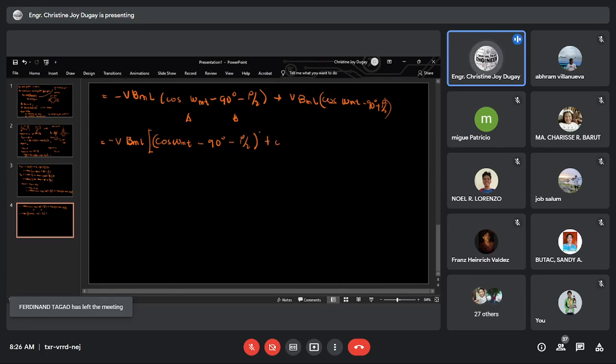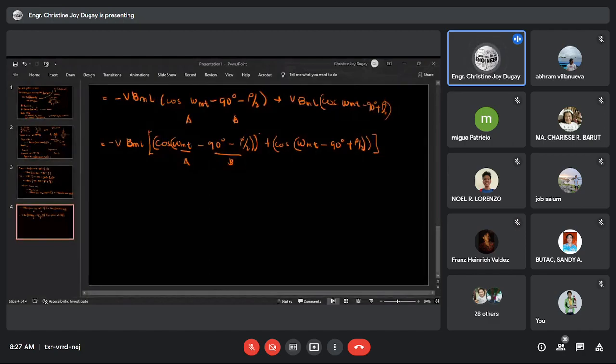And then i-plus natin si cosine of omega mt, quantity, less 90 degrees plus rho over 2. Ayan po siya. So, using the trigonometric identities, this one will be cosine. Nasa loob po siya. If this is A, and this is B, so that is equal to cosine A less B. So, ano ang cosine A less B natin?